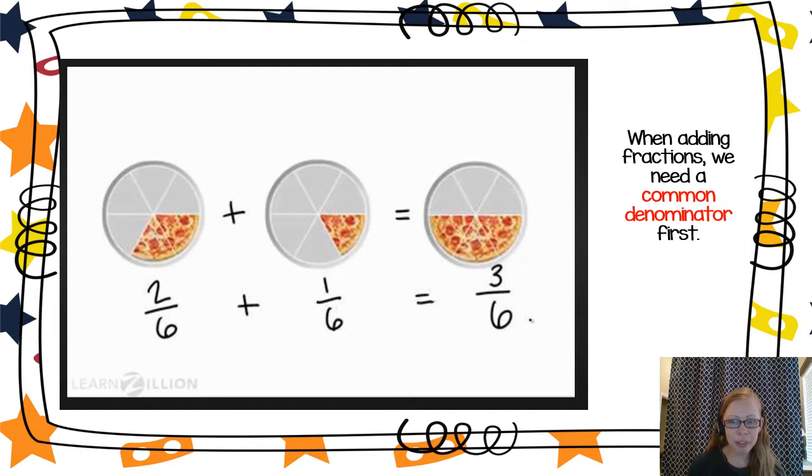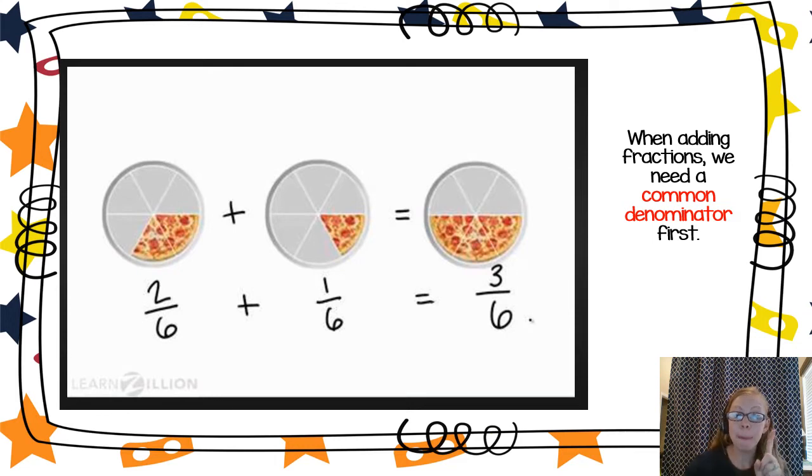When we add fractions, we need to make sure we have a common denominator first. That means we need the denominators to be the same when we're adding or subtracting. This ensures that we know how much our final fraction is worth. If we make sure that we're adding like pieces together, we can make sure our total matches here. So in this example, 2/6 of a pizza plus 1/6 of a pizza gives us 3/6 of a pizza left over.